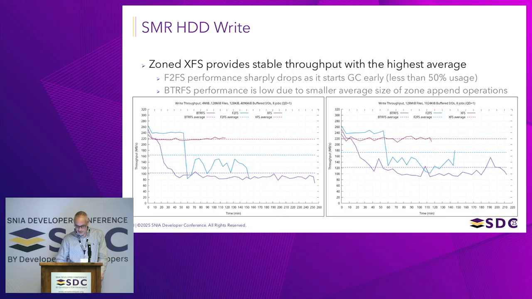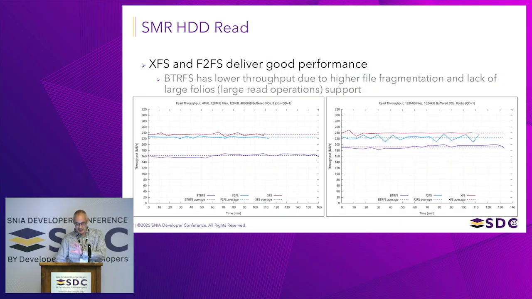Okay, now, the files we've written here, we randomly pick them and read them sequentially. Again, with 8 jobs. You see F2FS here really gives you good performance, like on the writes, very close to Zoned XFS with better throughput here. BTRFS, again, has this problem with I/O size, which puts it at a disadvantage, especially for small files. For large files, it does a bit better, but it's still the slowest of the 3 file systems. But again, excellent results here for Zoned XFS.